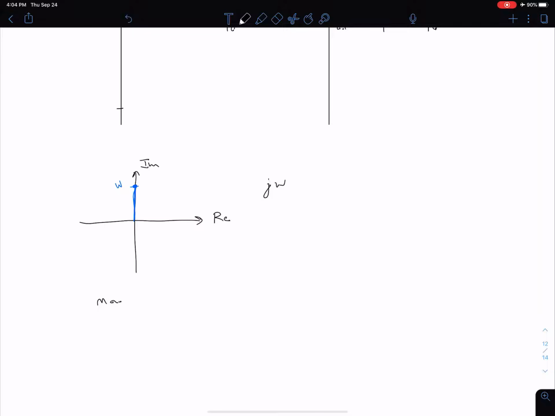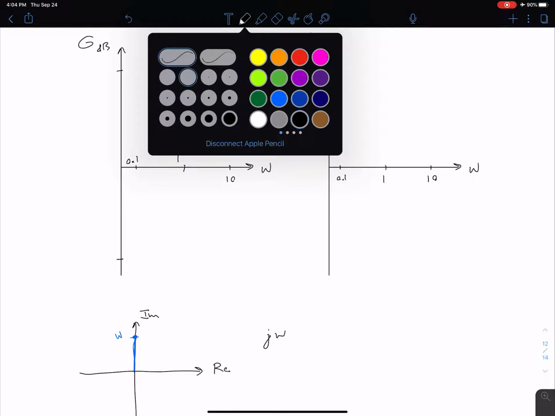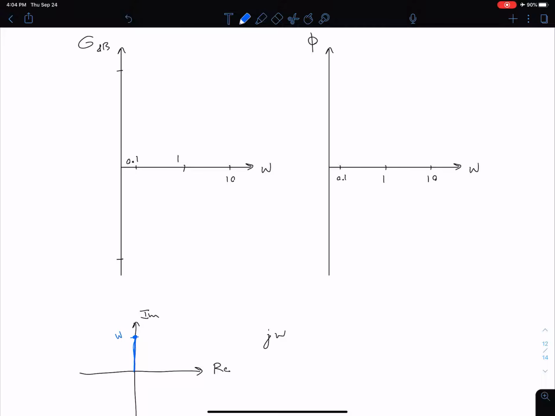So for our magnitude, the distance again is going to be omega. If we want to put it in decibels, we're going to then have 20 times log of omega. Okay, so that's going to be our magnitude information. So let's think about a couple values of omega to help us plot this. So we know that if omega equals 1, we have log of 1, which is 0. So let's just say if our frequency is 1, we're going to be at this point here.